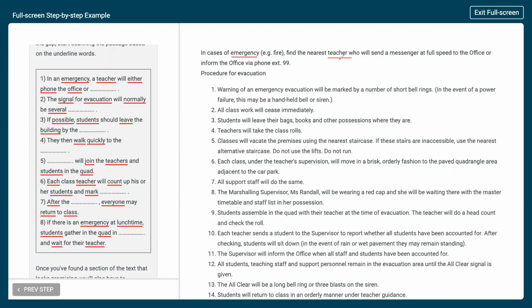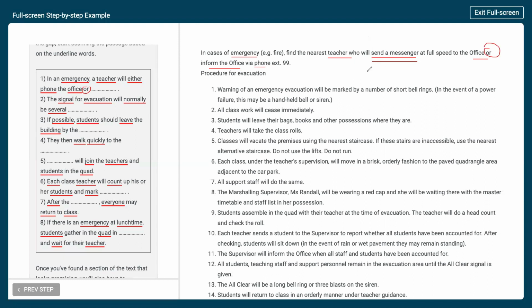And I see the teacher will send a messenger at full speed to the office or inform the office via phone. So I've got this or, which is a very important keyword. So I know that or is also here. So we have these two options, okay? So we have sending a messenger at full speed or informing the office via phone. So this option, informing the office via phone, is included in number one, phone the office. Or we have the other option, which is in the first case, and I would say it's right here, send a messenger. And we have up to 3 words. So that is perfect. Send a messenger.